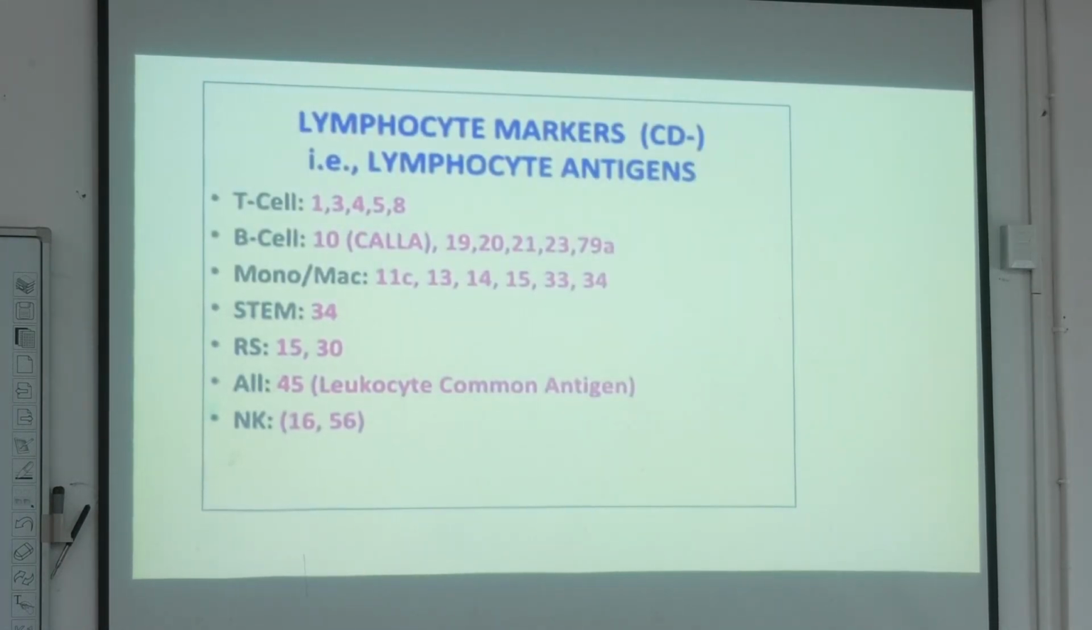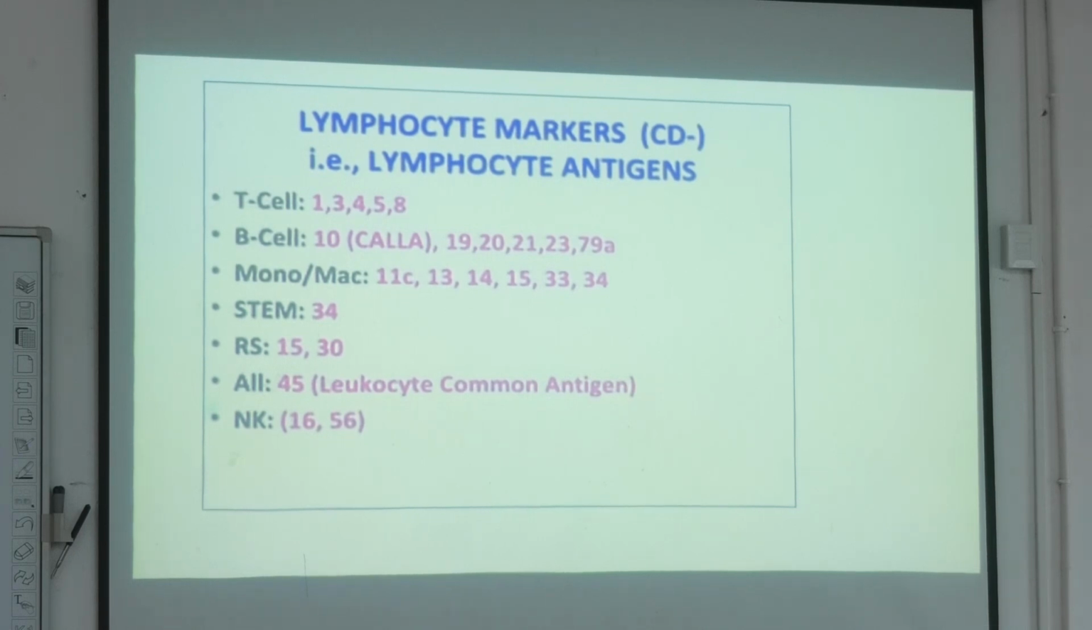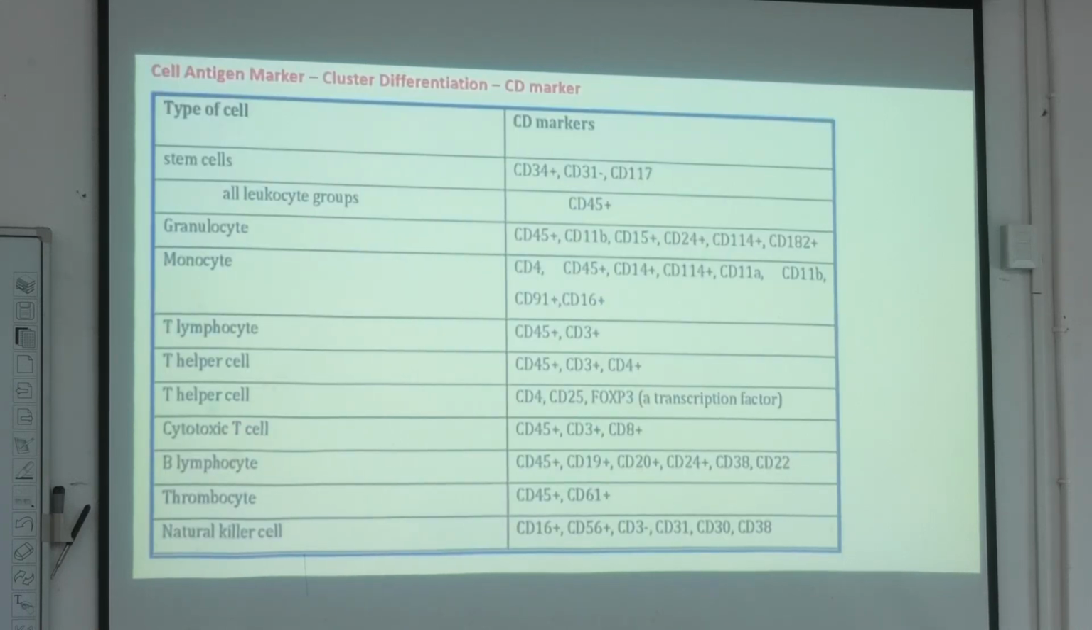Some lymphoid markers you already know: the T cell marker, B cell marker, stem cell marker. Reed-Sternberg cell will come in the next class. Another thing you have to know is the leukocyte common antigen, that is CD45. In a lymphoid neoplasm the cell looks like a lymphocyte, but you don't know whether it is lymphoid or a poorly differentiated carcinoma or sarcoma. So LCA, CD45, is the marker for that. I am not going through all the CD markers for all the organs.